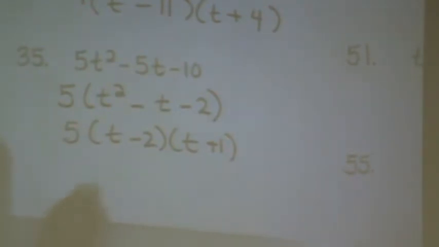39. This one, we look at this and we say, okay, this is a trinomial, but the 1 is not in front of x squared, and there's nothing common we can take out. So this is that guess and check one. So what times what is 2x squared?